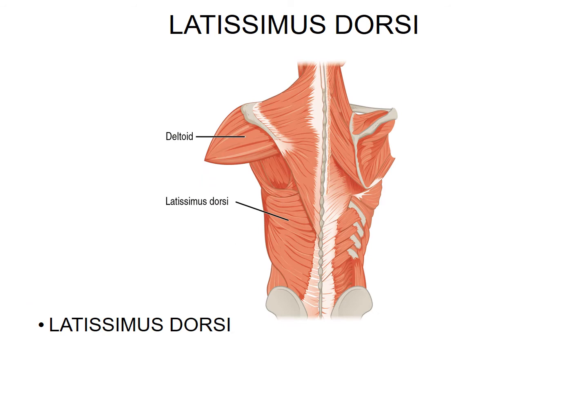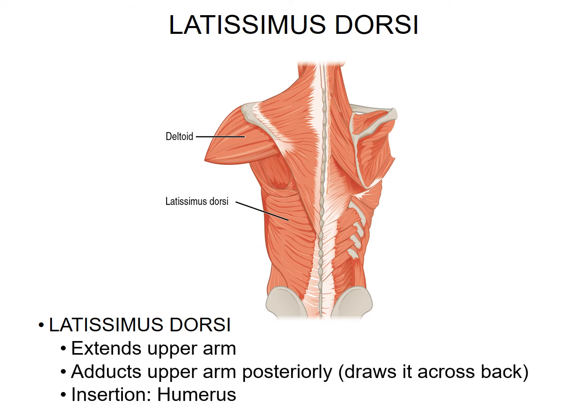And that muscle is called the latissimus dorsi, the lats, which we've already covered before, right? So a very broad muscle in the back, and what this does is it adducts the arms posteriorly.